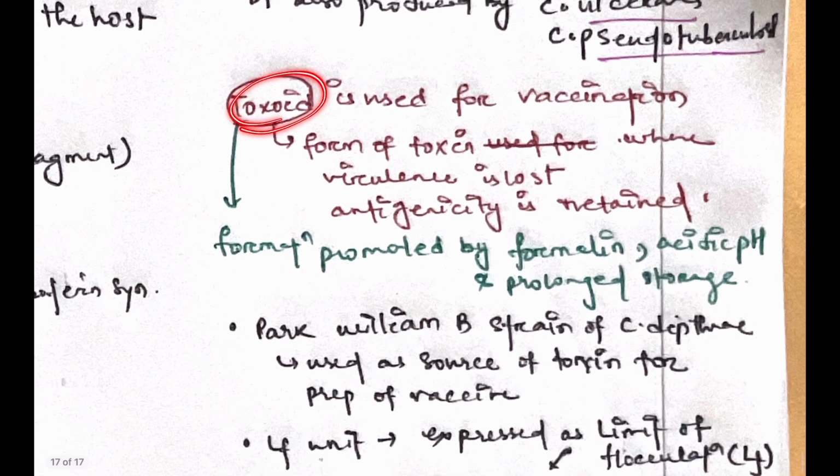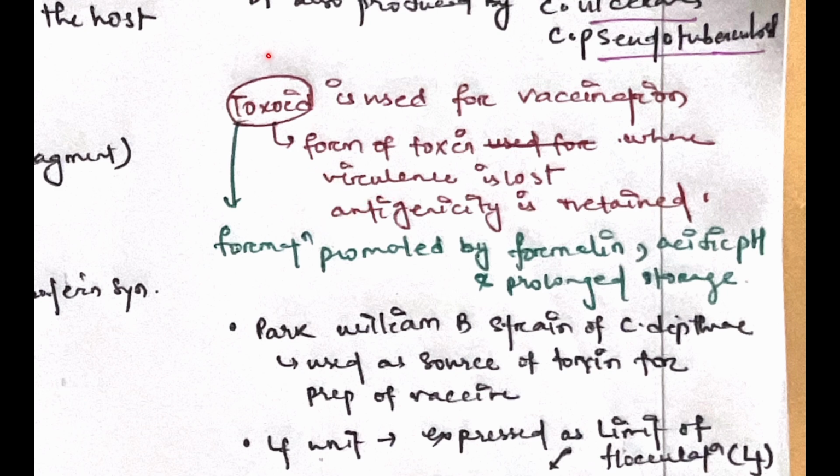Next, toxoid. What do you mean by toxoid? Toxoid is used as vaccination. Toxin, we know, is toxic. The toxin has virulence property as well as antigenicity property, that is immunogenicity as well as antigenicity. But this toxoid is a form of toxin in which the virulence is lost and the antigenicity is retained.